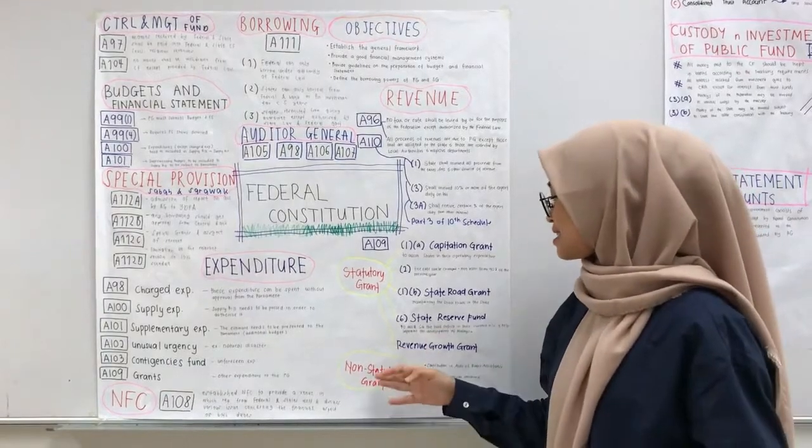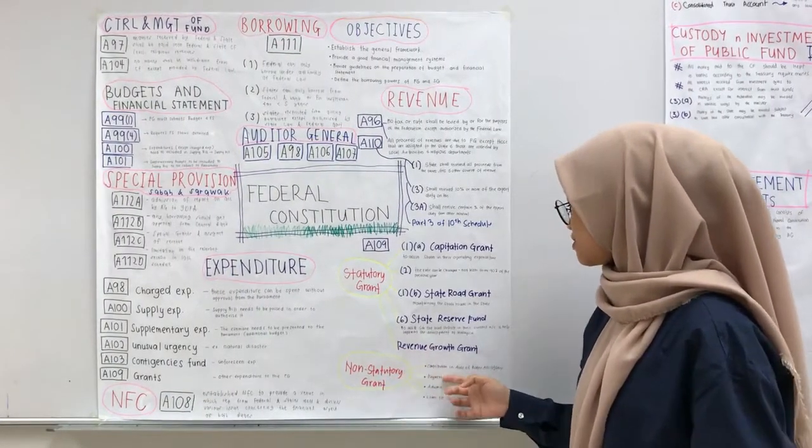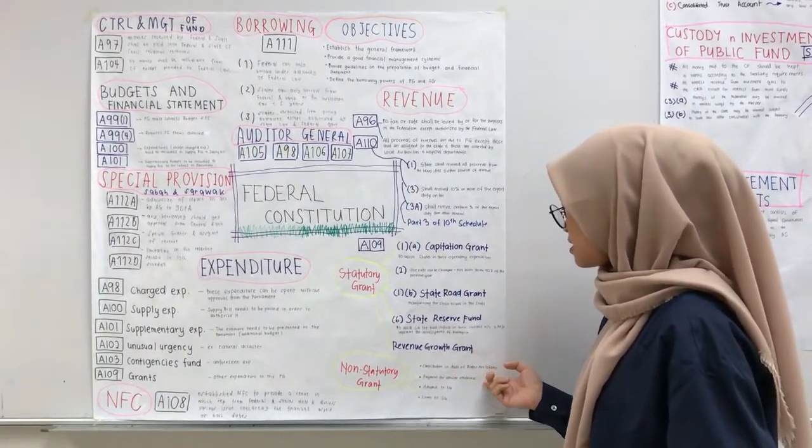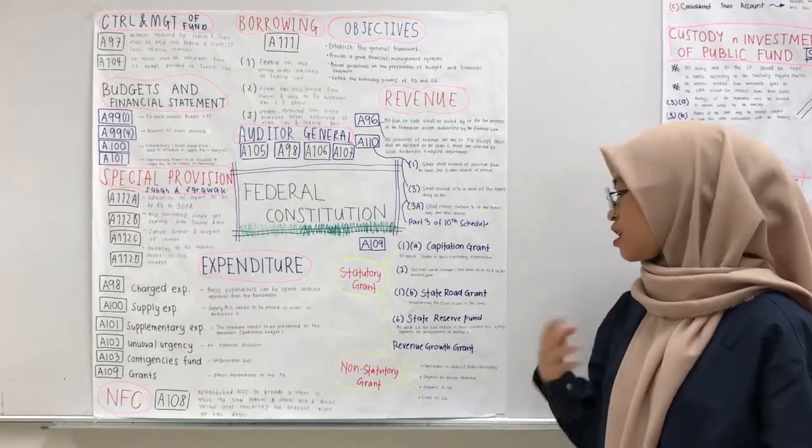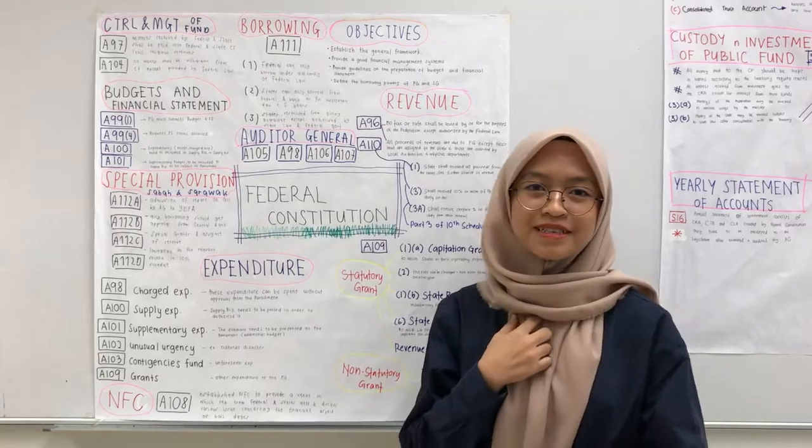And the non-statutory grant is contribution in aid of rates, assistance, payment for services rendered, advances to state government, and also loans to state government. That's all from me.